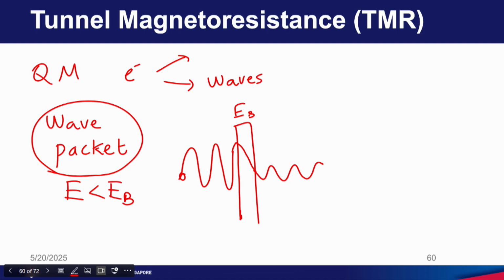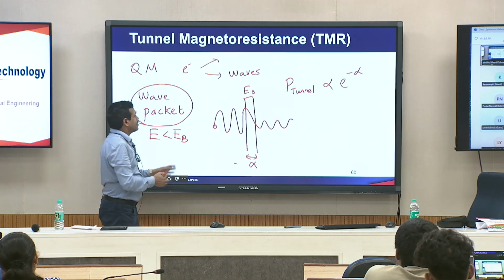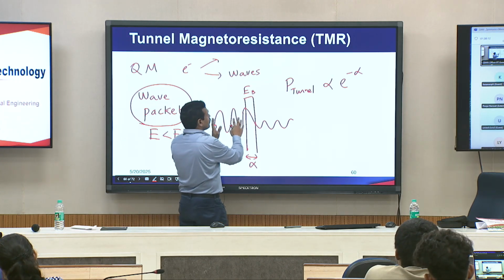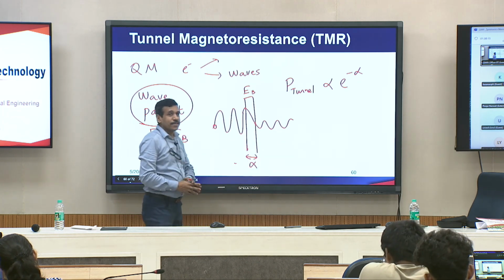So, when you have a thin energy barrier, for example, let us say alpha is the thickness of this energy barrier, the probability of this electron to tunnel is given by a formula. I do not remember the formula, I think it is something like this. Okay. So, if alpha is small, there is a probability for the electron wave function to go to the other side. Okay.